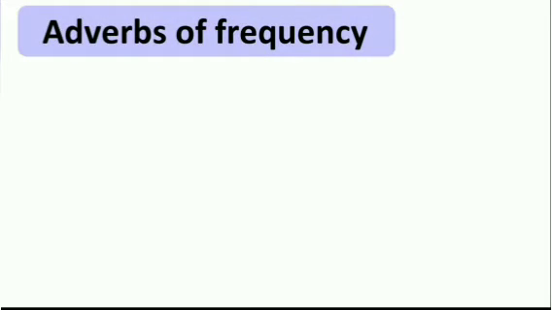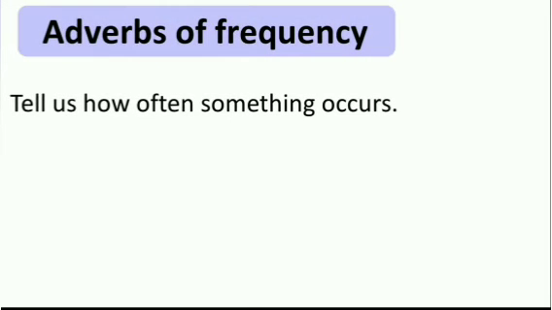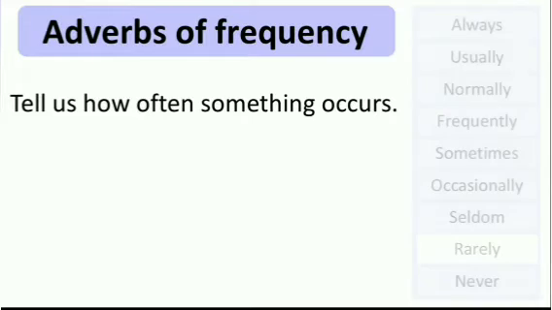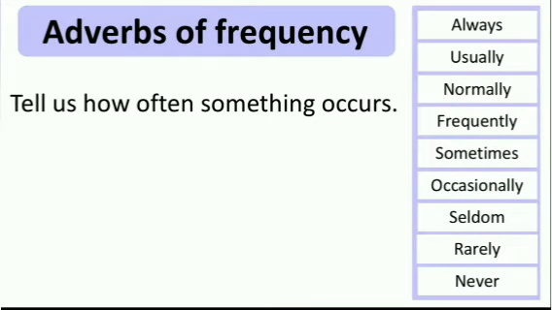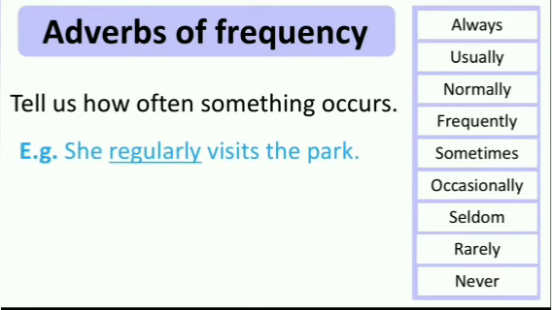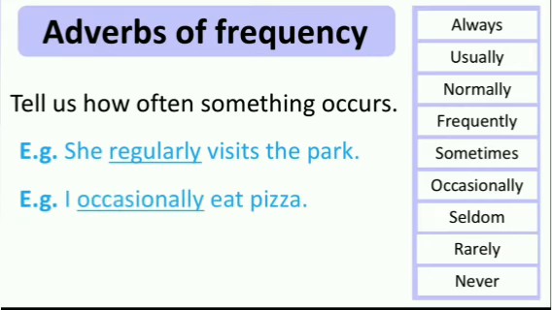Adverbs of frequency. These adverbs tell us how often something occurs. This includes always, usually, normally, frequently, sometimes, occasionally, seldom, rarely, never. For example, she regularly visits the park. I occasionally eat pizza.